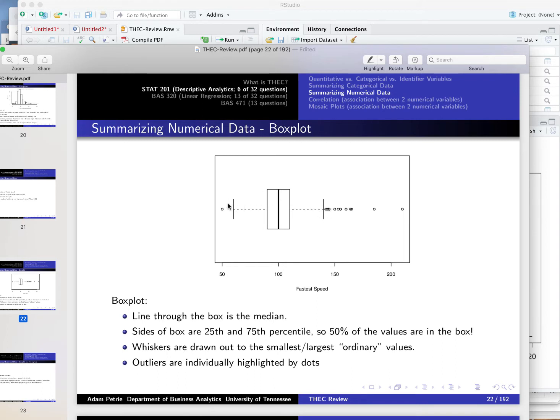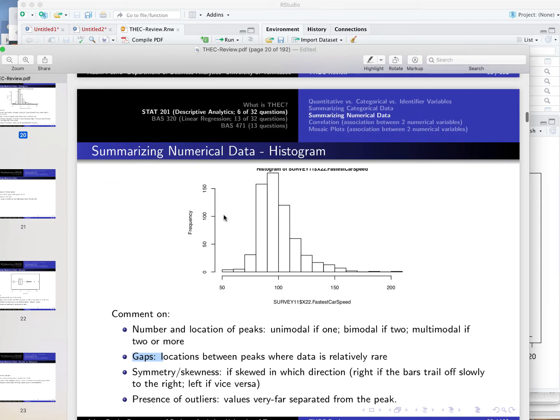Basically, anything that falls inside these whiskers is what we'd refer to as an ordinary value. It's close enough to the peak that it's not that weird. Anything that's beyond these whiskers, anything that gets a dot to represent an individual, is what we'd refer to as an outlier, something unusually far away from the peak. And that's another huge strength of the box plot. The box plot tells us, okay, here are the unusual individuals in our data, the ones that are a little bit weirdly high, the ones that are a little bit weirdly low. And that's very difficult to tell just from looking at the histogram.